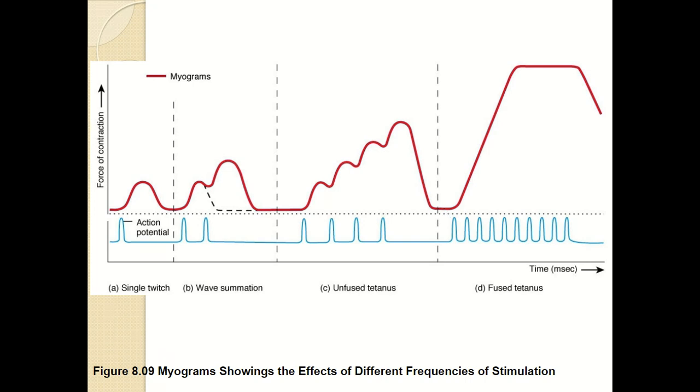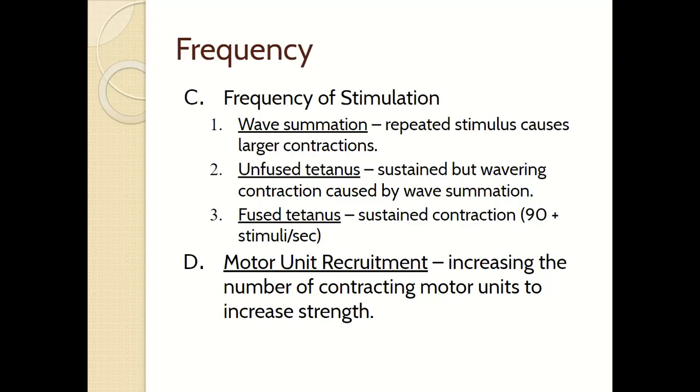The fourth thing that we can have is called fused tetanus. This is basically where we send a ton of signals from the brain to the muscle. Basically, we're saying go, go, go, go, go. The muscle immediately shoots right up to its maximum strength, plateaus at its maximum, and stays there until we stop giving it signals, and then it drops off. So those are our four different types of frequency of stimulation possibilities.